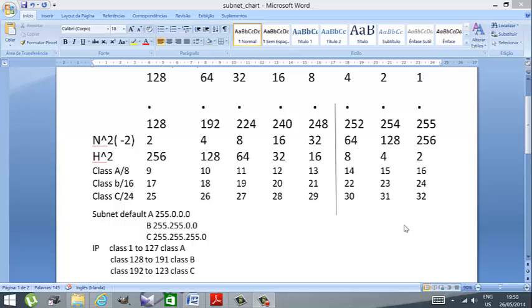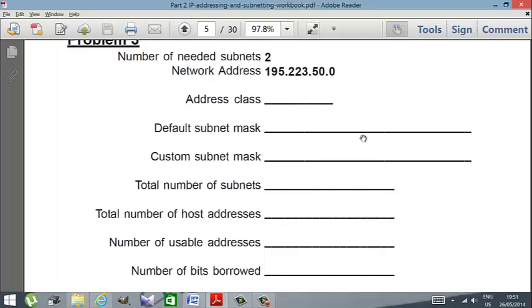And to calculate the ranges, make sure you are familiar with class A, class B, class C, and the default subnet mask. So, to get started, I'll go through some questions. Now we have here the number of needed subnets. Let's have a look in our chart.